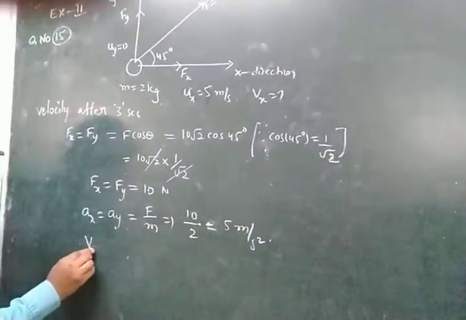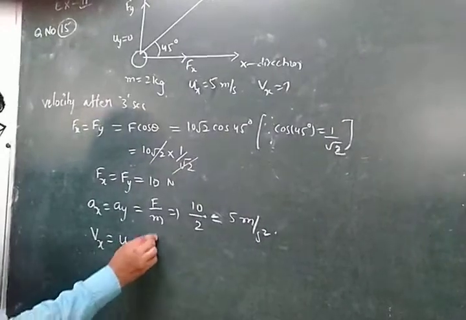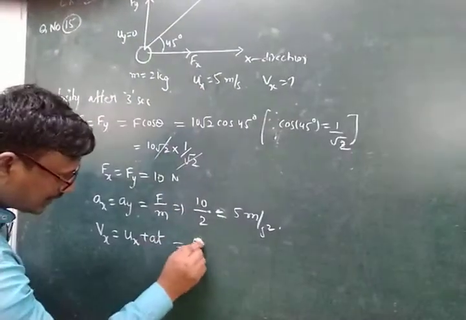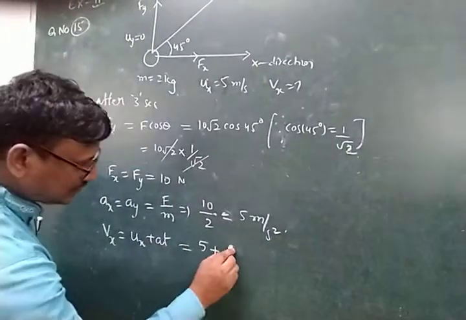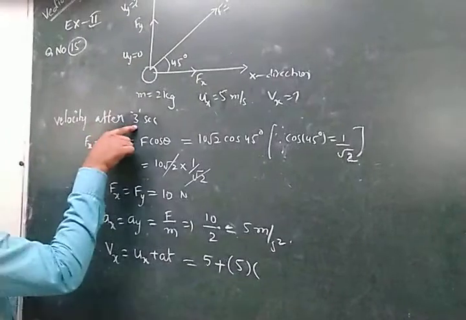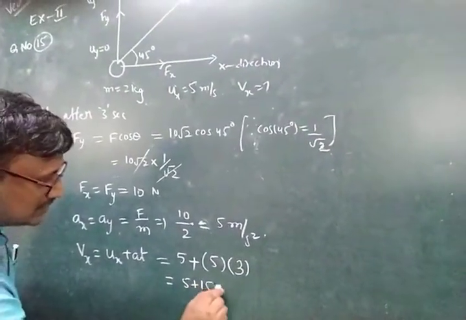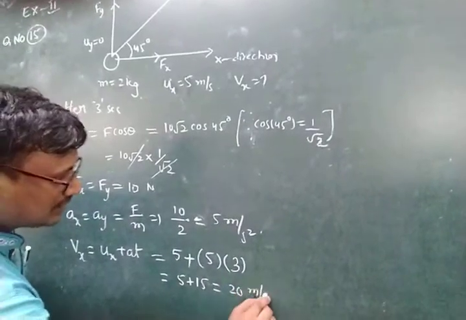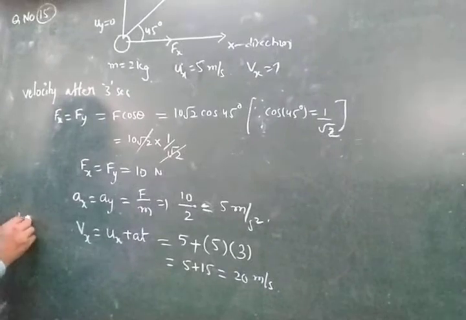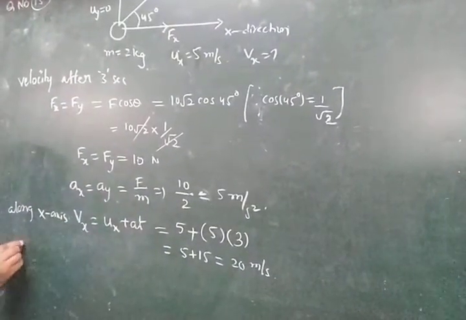First, the final velocity Vx is equal to Ux plus at, that is 5 plus acceleration 5 into time 3 seconds, that is equal to 5 plus 15, which is 20 meters per second. This is along the x-axis.